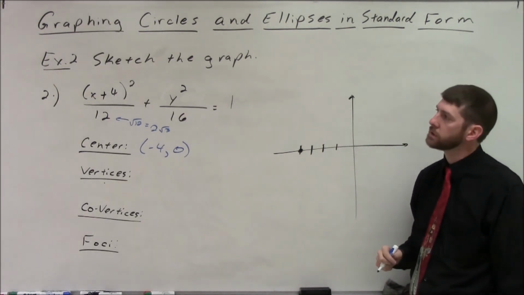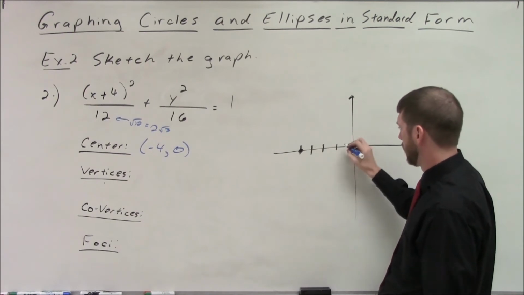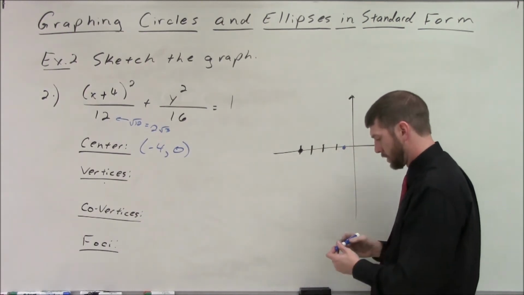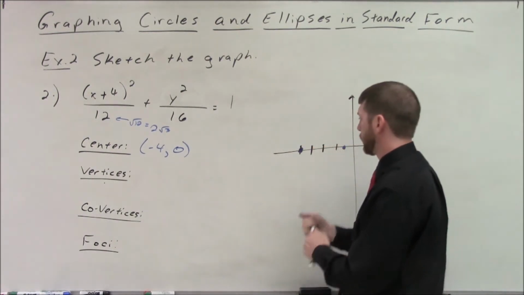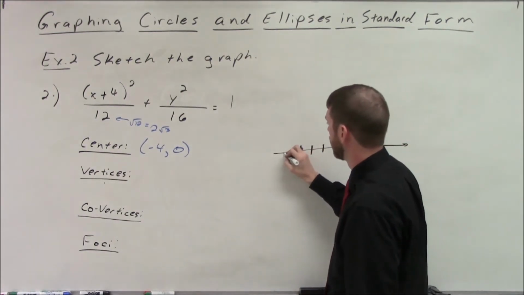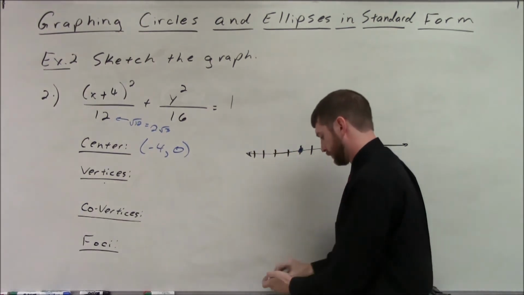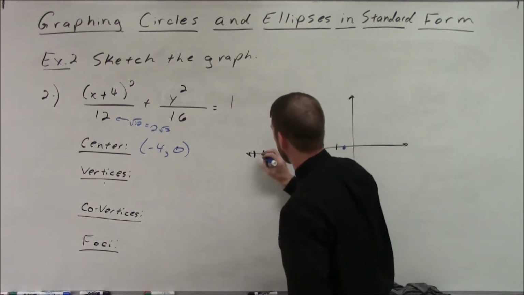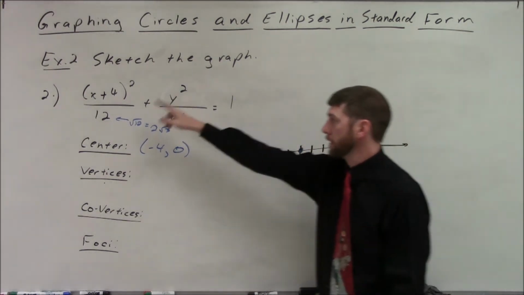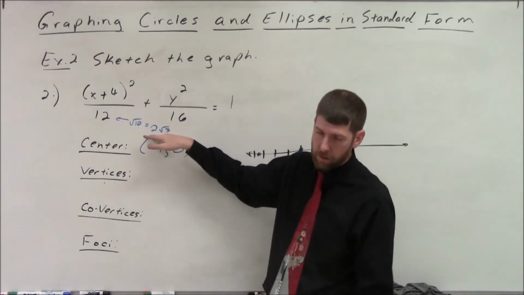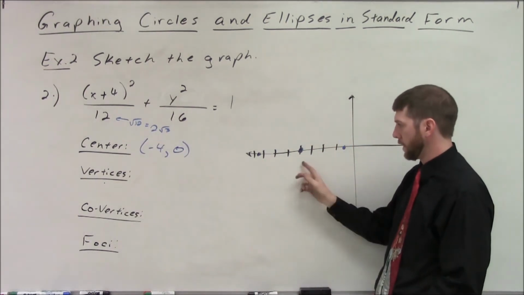Well, 2 square root of 3 is 3 and a pinch. So 1, 2, 3, and a pinch. And then we'll go left 3 and a pinch. So there we are, 3 and a pinch. So that's what we do. Underneath x was a 12, we take the square root, we get 2 square root of 3, which is a little bit more than 3. So we go left and right 3.